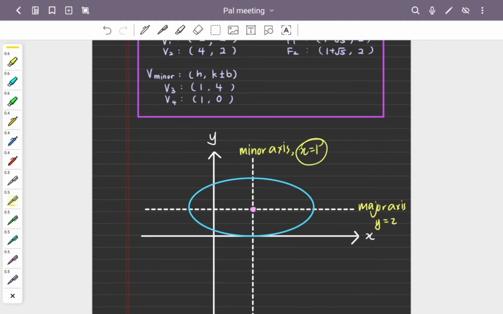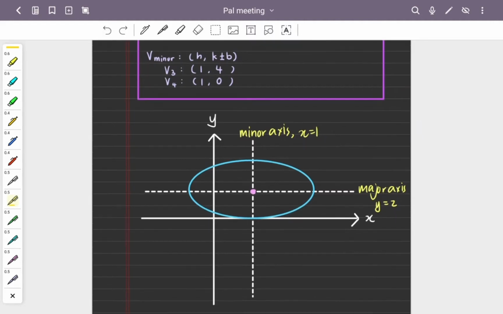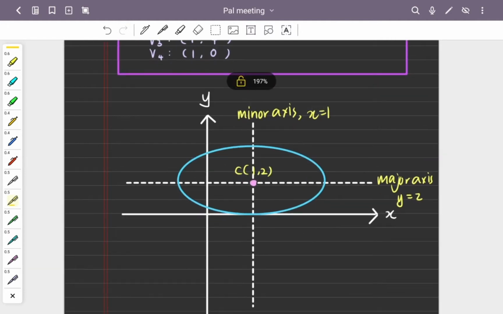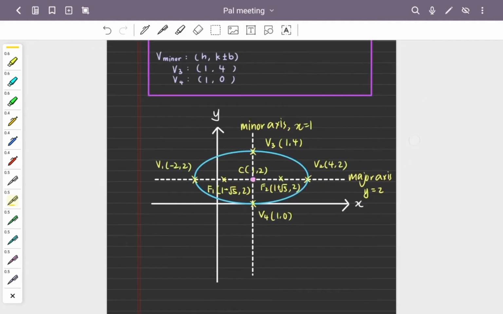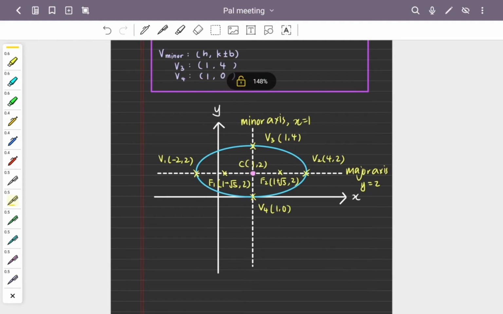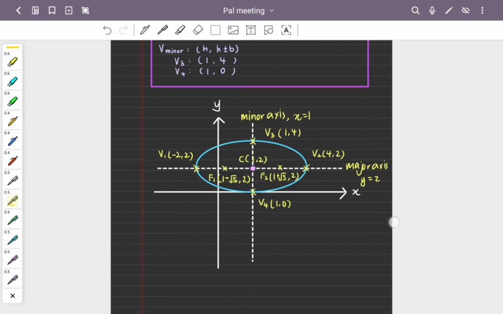How do you know it's x equals 1 and y equals 2? Just start from your center. Okay, now we can label. Your center is 1, 2, and then where are your V1, V2? So just label. Okay, and that's the end of the question, and this is what you should have drawn after solving this question.